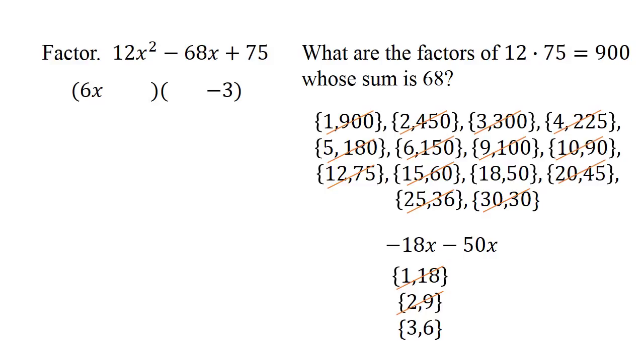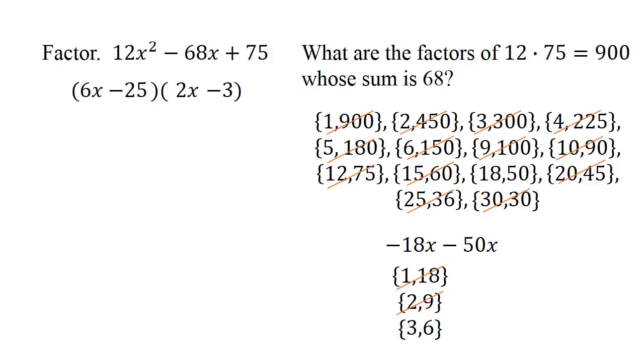once I found one way to create one of those numbers using numbers that go into the front and the backs, then that will tell me what the rest of this has to be, because I know first times first has to be the first thing. So 6x times what is 12x squared, and that has to be a 2x. 6 times 2 is 12, x times x is x squared. And I know last times last has to make last. So negative 3 times what will give me a positive 75? Well, it has to be a negative, and 3 goes into 75 25 times.